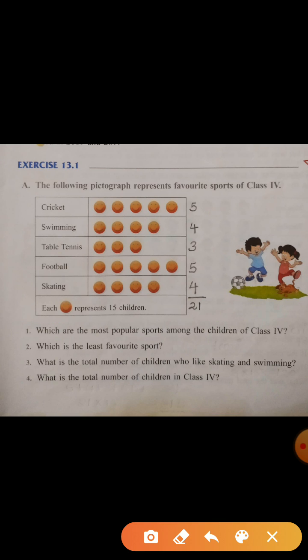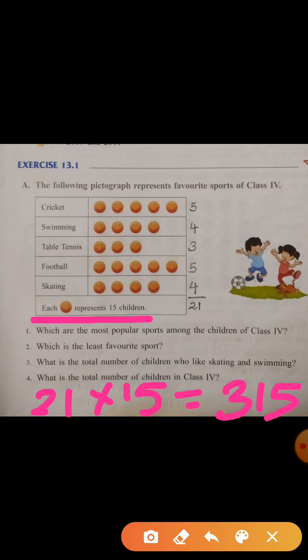And now the last question. What is the total number of children in class 4? To find out the total number of children, first of all we need to count the total smileys given in the pictograph. As you can see here, I have already written the count of smileys and made their total. And total comes 21. Now each smiley represents 15 children, right? Hence to find out the total number of children, we need to multiply 21 by 15. And the product comes 315. It means the total number of children are 315.